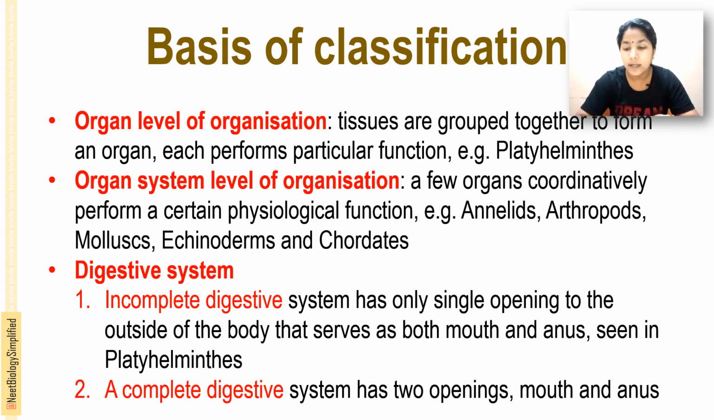So that is the digestive system based on the presence of the opening, that is, a single opening or multiple openings. The digestive system is either incomplete or complete. In the case of incomplete, there will be only one opening functioning as both anus and mouth. And in the complete digestive system, two openings will be there, one is the anus and another is the mouth.